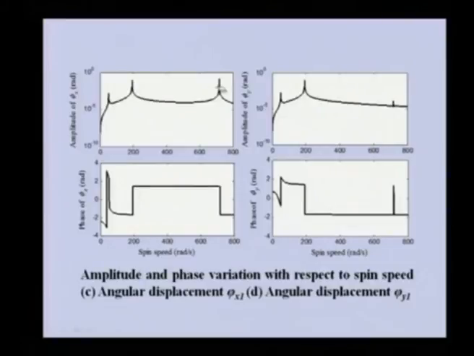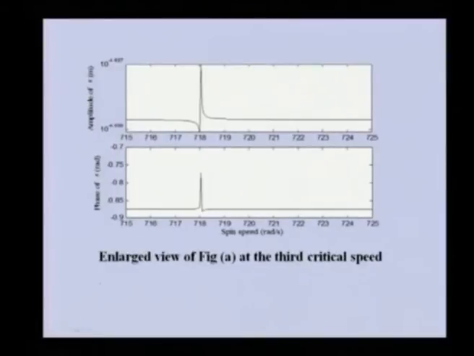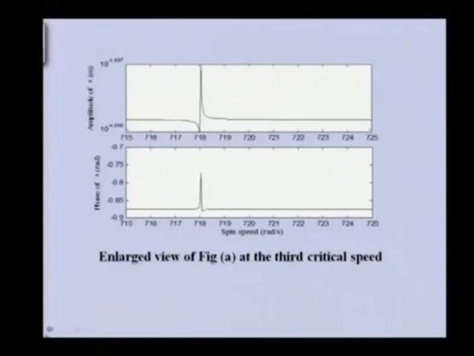Here also there are 3 critical speeds, the fourth one was not feasible for the values we have chosen. At this location we try to zoom the plot, and we found the displacement and the phase corresponding like this. But in this particular case we could get only the 3 critical speeds, the fourth was not feasible.